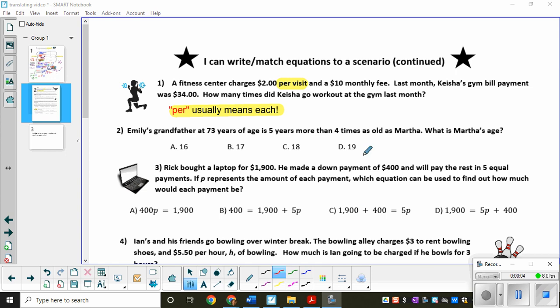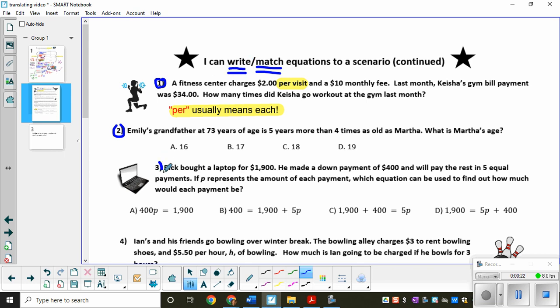Hey. So in this video, what we're focusing on now is more so how to match equations to a scenario. And in some of them, we might have to write our own. Like for example, in numbers 1 and 2, there are no equations for us to match. So for 1 and 2, we're certainly going to have to try to write these things out.